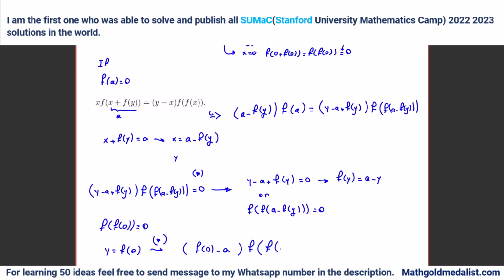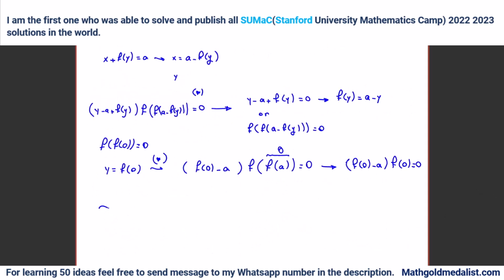Again this part is 0, right? Yeah. We said f of a is 0. So that will also be 0. Then we have f of 0 minus a times f of 0 is equal to 0, right? Yeah. So what can we conclude? Either f of 0 equals 0 or f of 0 equals a.